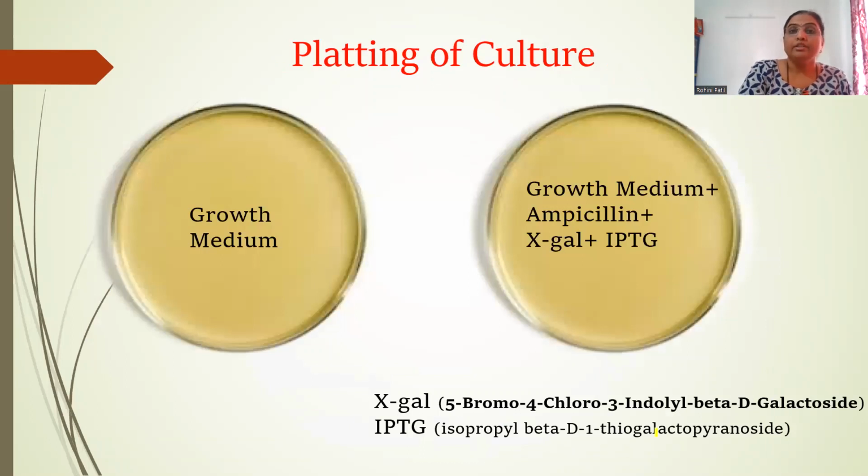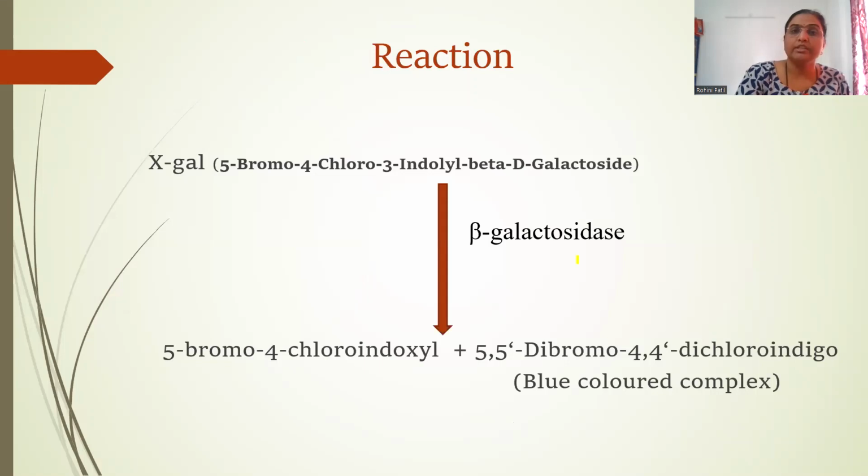Okay, so on this growth medium, we have to select for the recombinant one, and for that purpose, what do we use? We use X-gal, which is called a chromogenic substrate. It is a substrate for an enzyme, and that enzyme is the beta-galactosidase enzyme. Beta-galactosidase is going to act on the X-gal, and it is going to give a blue colored complex.